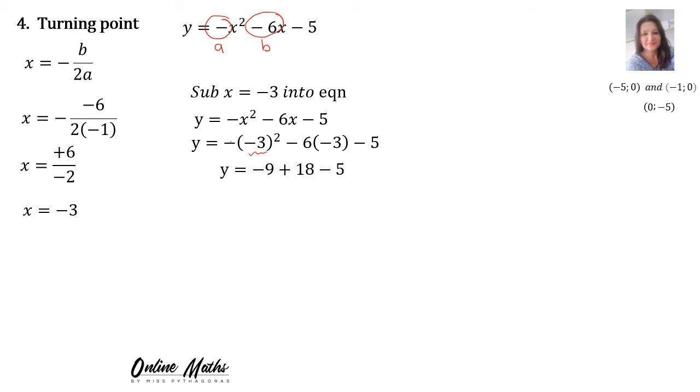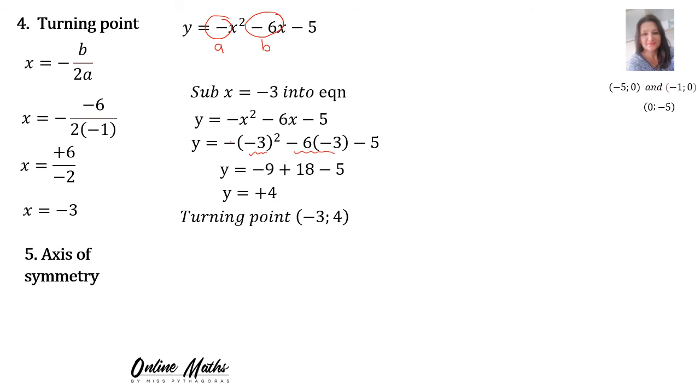On this one, -6 times -3 is plus 18, minus 5. When we add all of that, we end with y is equal to 4. Therefore, the coordinate of the turning point is (-3, 4).